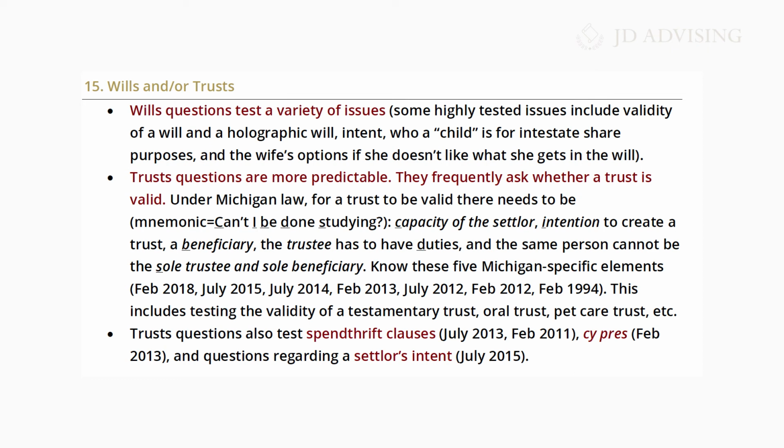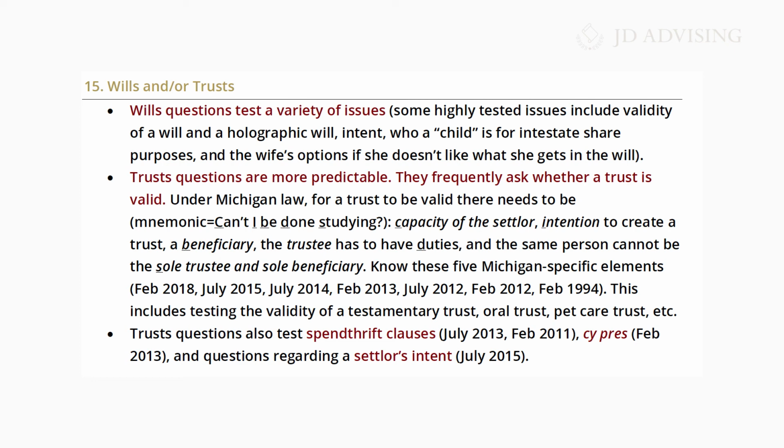Trusts are also very predictable. When a trust question does come up, they often ask about validity of a trust. We use the mnemonic "can't I be done studying" to remember the 5 elements: capacity, intention, beneficiary. The trustee needs duties, and the same person cannot be the sole trustee and sole beneficiary. So I would know these 5 Michigan-specific elements because they come up a lot.